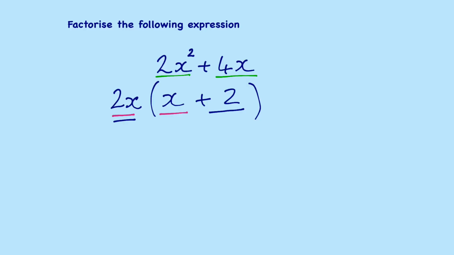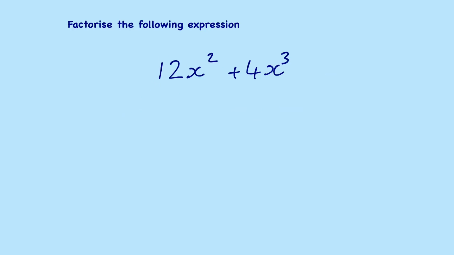Now what is great about factorising is that you can always check to see if your answer is correct. To do that, we can re-expand the bracket to check that we get the answer above. So let's just check that. So 2x times x is 2x squared, and 2x times plus 2 is 4x. Therefore, our answer is correct.